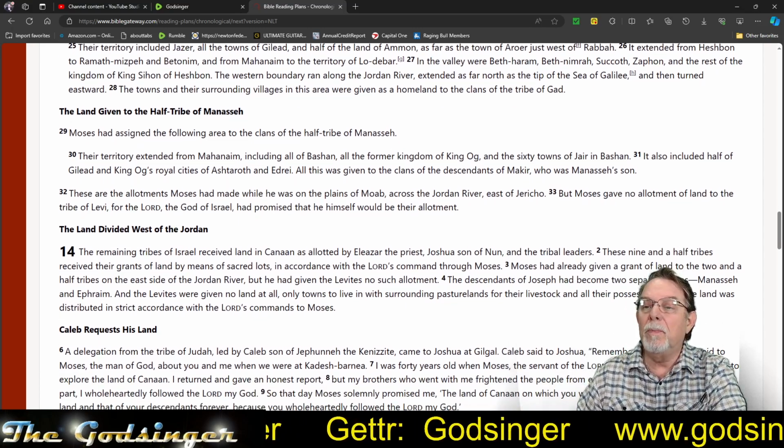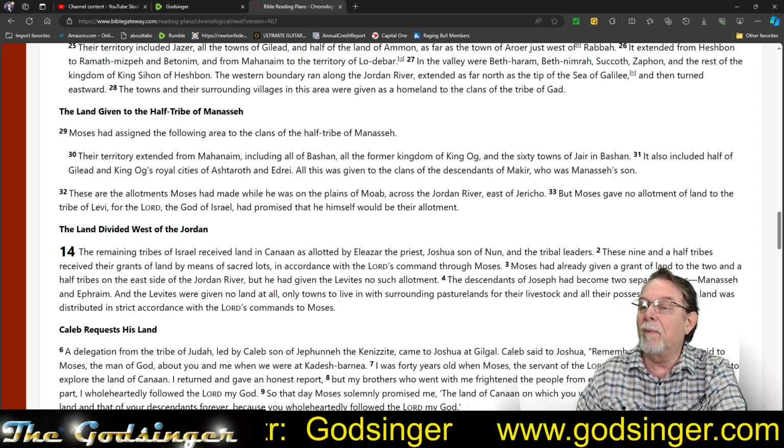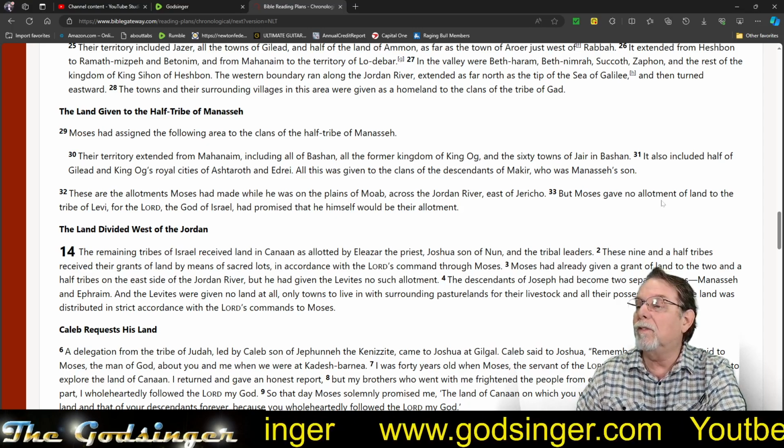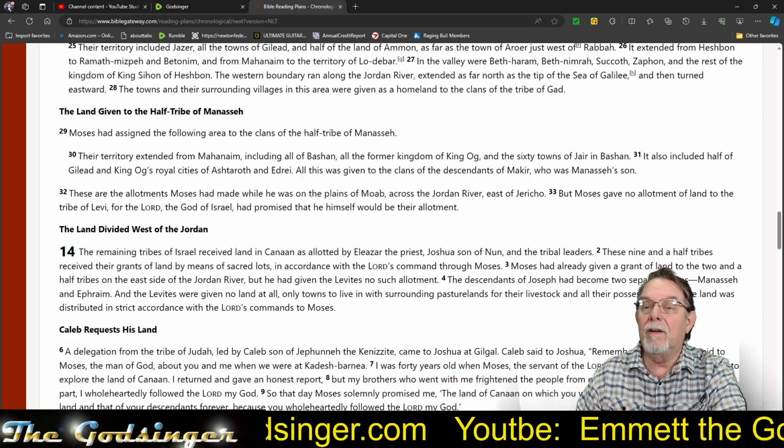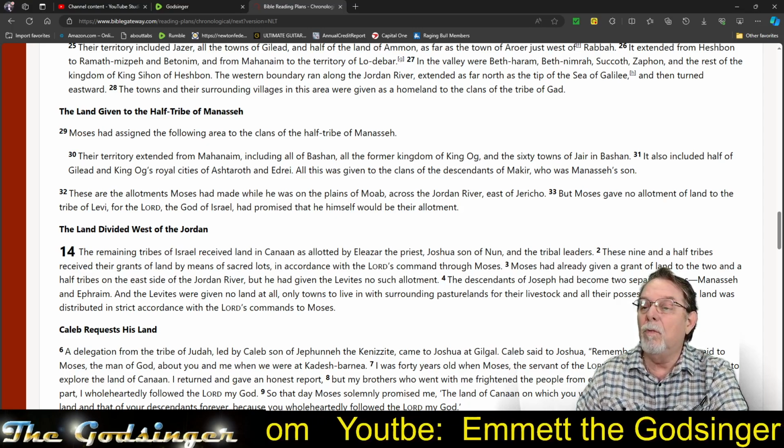These are the allotments Moses made while he was on the plains of Moab across the Jordan River east of Jericho. But Moses gave no allotment of land to the tribe of Levi, for the Lord, the God of Israel, had promised that he himself would be their allotment.